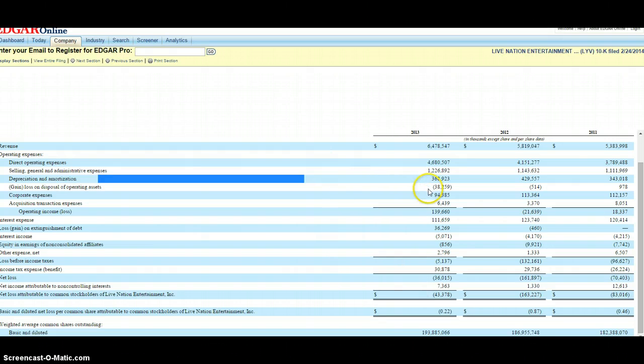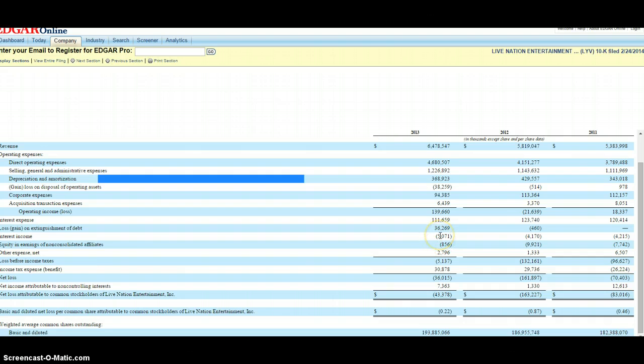And then it looks like they had a huge gain on disposal of an operating asset. They must have sold something and made some money on it. Corporate expenses, it's going down a little bit. That's traveling, things like that, presumably. Acquisition transaction expense, that's what making it obviously to acquire something, and there was some expenses involved. And interest expense right here. Interest expense is obviously going to be tied to borrowing. So they've been borrowing fairly consistently, a little bit less in 2013 than the other years.